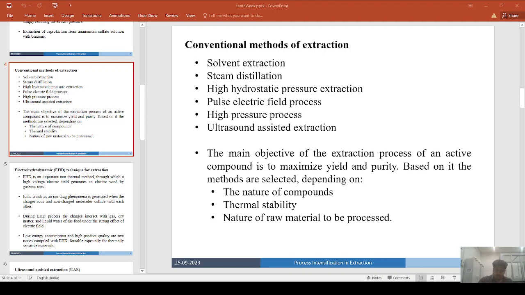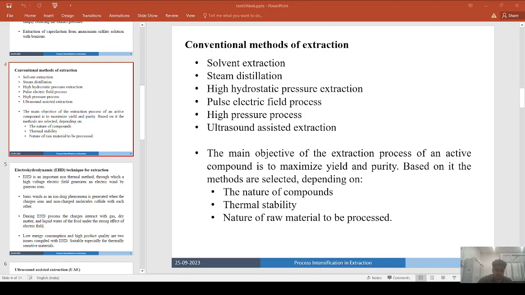So those conventional methods are often challenged by the interfacial mass transfer resistances, and if you are able to successfully overcome it, then you will have an intensified process. So one of the major limitations is the interfacial mass transfer resistance that is encountered in the multi-phase extraction systems.